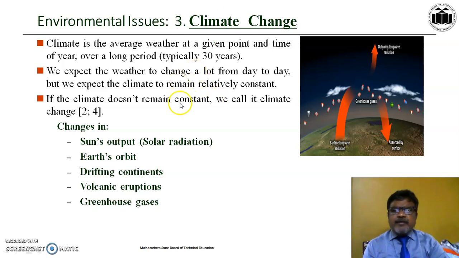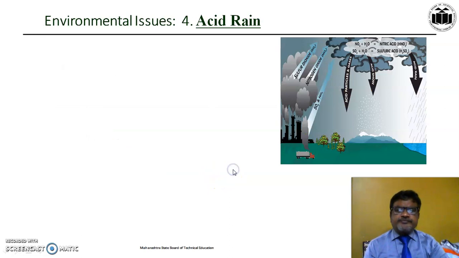Now, the causes of climate change: the sun's output and solar radiation change, the earth's orbit changes, the drifting of continents changes, volcanic eruptions change, and there is a change in greenhouse gases also.